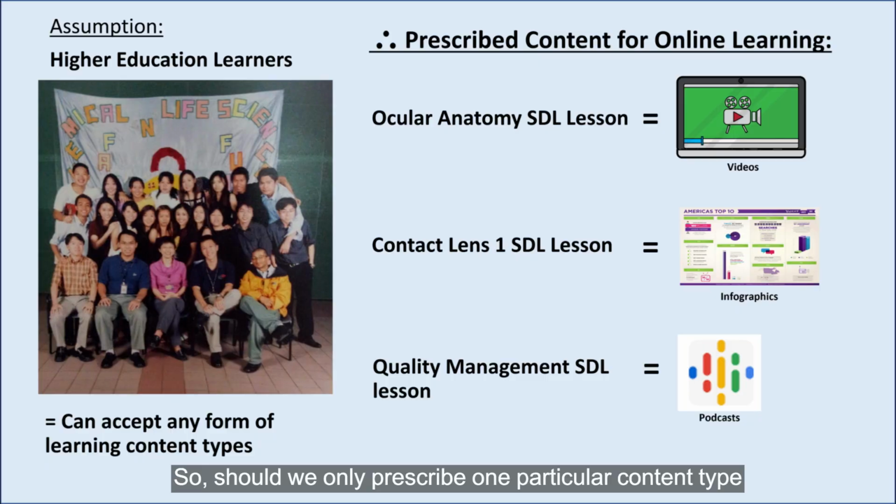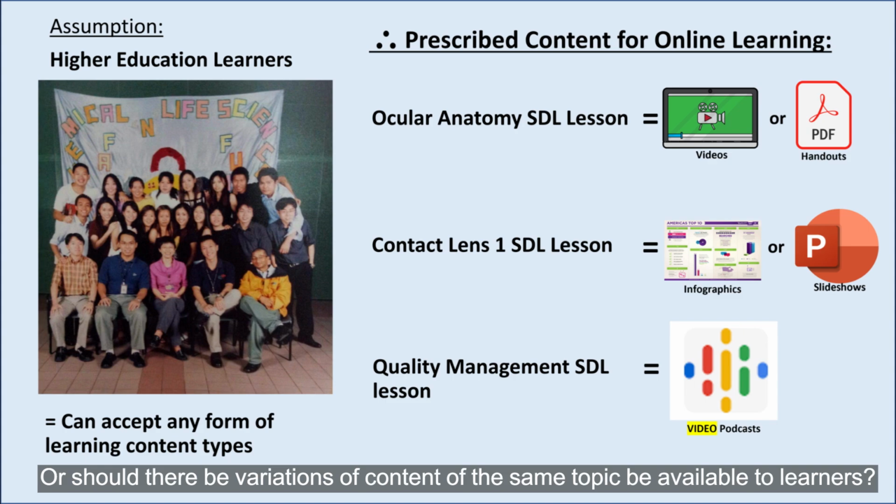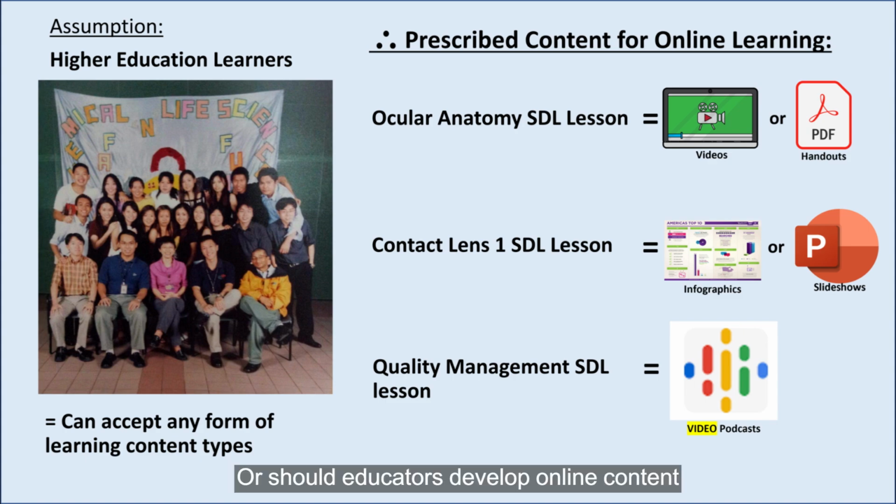So, should we only prescribe one particular content type for that chosen topic or lesson, and force-feed them to learners of different styles? Or should there be variations of content of the same topic be available to learners? Or should educators develop online content according to the learning abilities or styles of the learners?